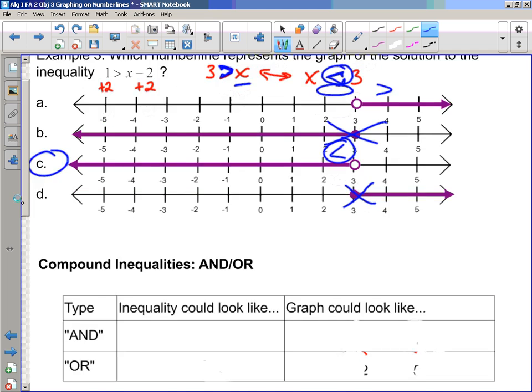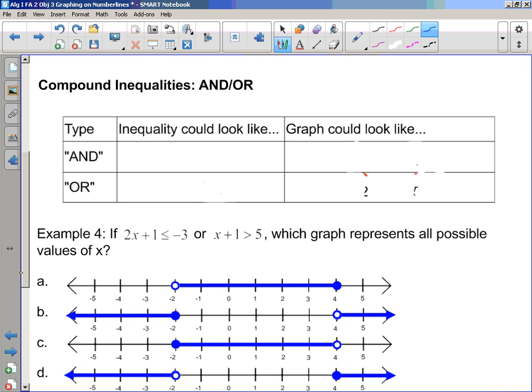Okay, also on your content assessment, you could see what are called compound inequalities. Compound inequalities, we call them and or compound inequalities. An and compound inequality could look like this, where x is sandwiched. See what I did there? And sandwich, where x is sandwiched in the middle between two numbers.